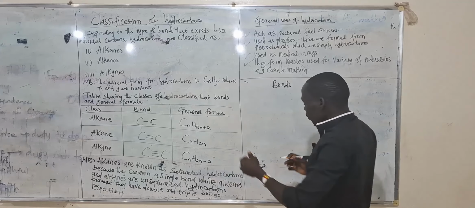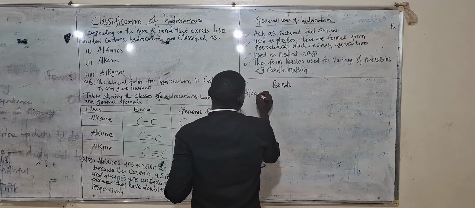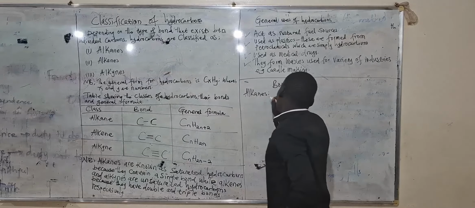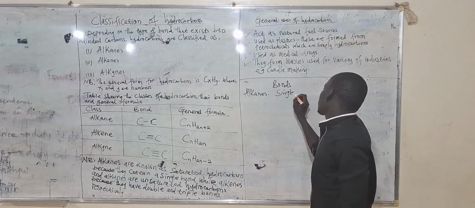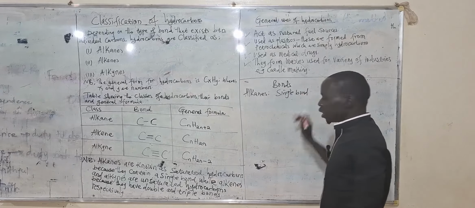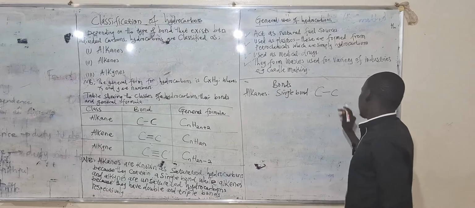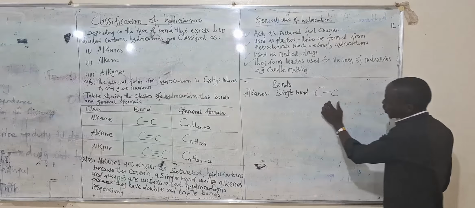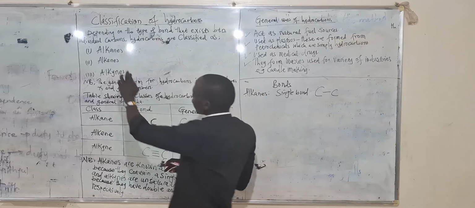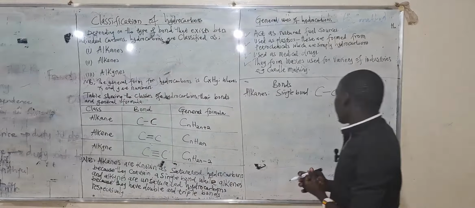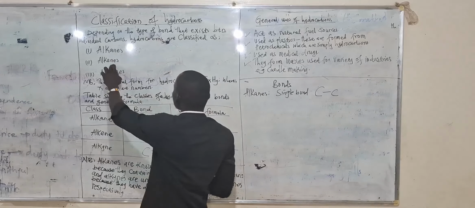Now, what do we have to know about alkanes? Alkanes have a single bond between the two carbon atoms. The best example I can give is like this. The moment you see these single bonds, you say what I'm dealing with is an alkane.